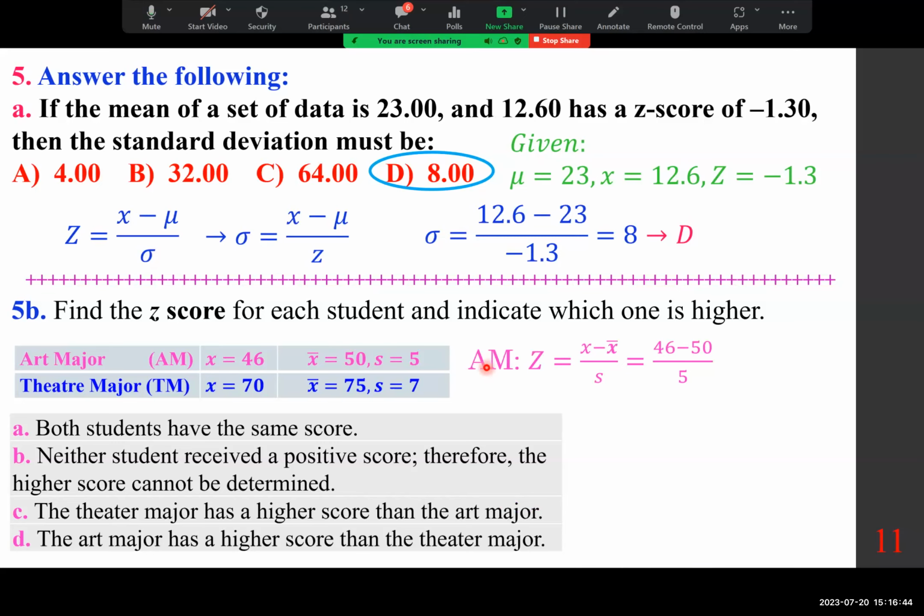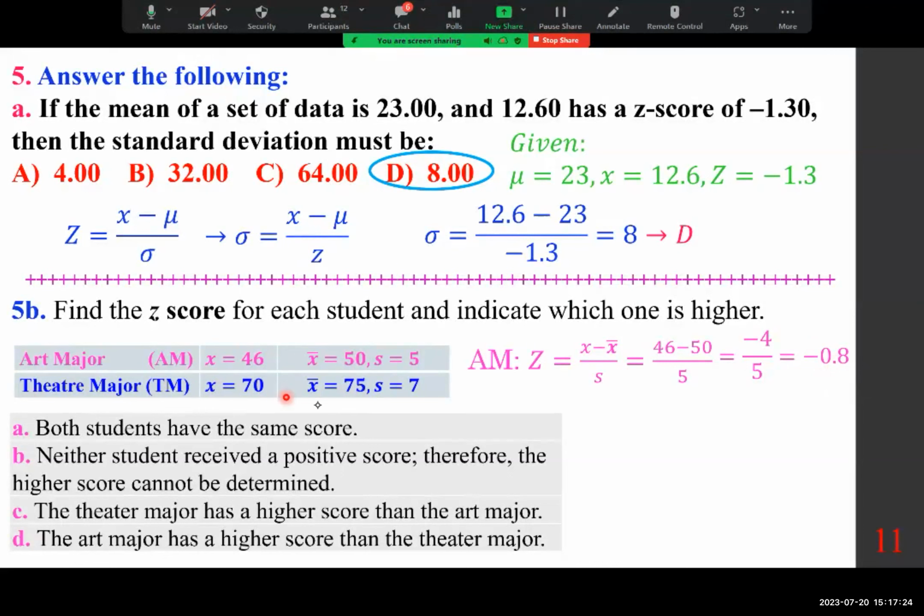For the art major, x minus x bar, so 46 minus 50 over s, which is 5. You do the math and you end up with negative 0.8. First of all, the meaning: if it's 0, that is precisely equal to the mean. If this is equal to 50, you will get 0. When this is less than x bar, you get negative. When this is larger than x bar, you get positive. So a negative z-score doesn't mean the score was negative. It was just below the average.